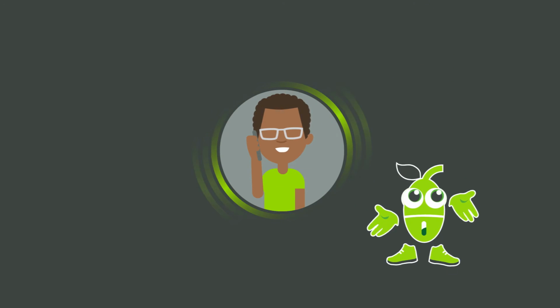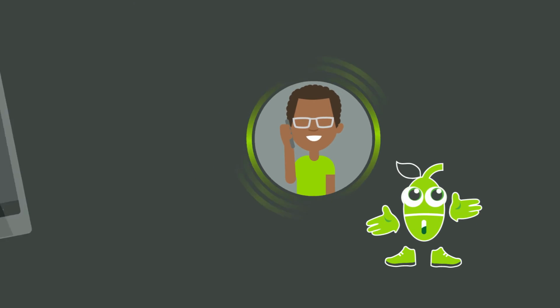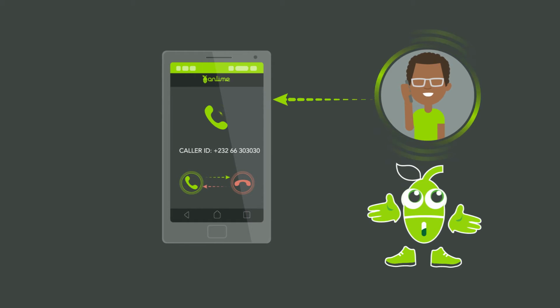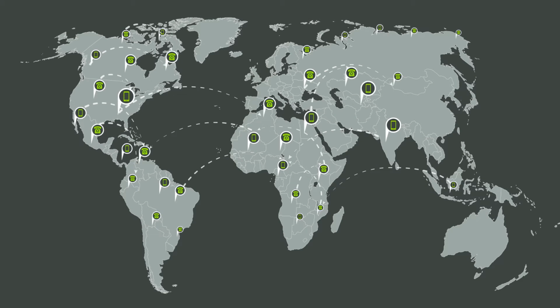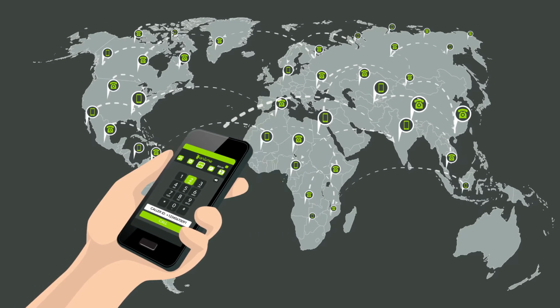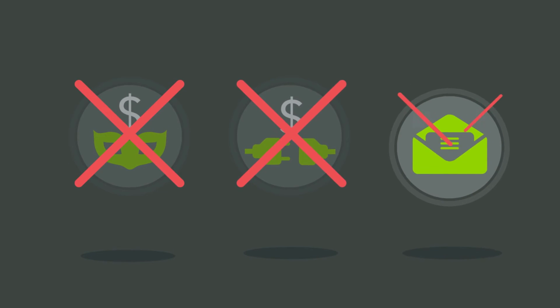You can also use your own mobile number that will appear as the caller ID to whoever you're calling. That way, your contacts will recognize who's phoning them, just like a real number. How cool is that? What's more, you can call any local or international telephone with Onlime at amazing rates. No hidden charges, no connection fees, and no subscription necessary.